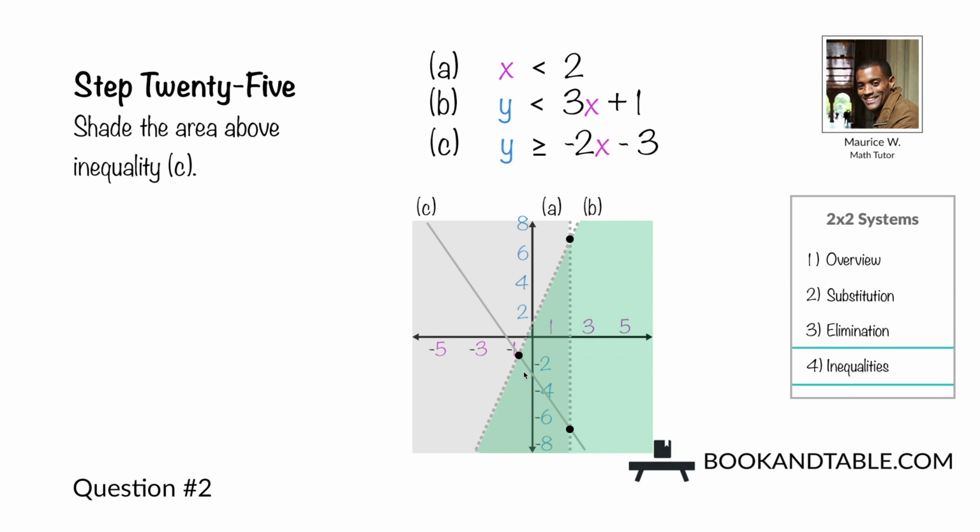And now step 25, shade the area above inequality C since it's greater than. So you go to C and you shade the points above that line. And the only place where all 3 solutions overlap is on the inner part of these 3 points. So this would be the solution to question number 2.